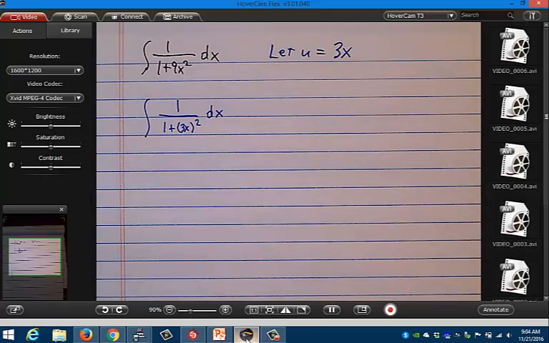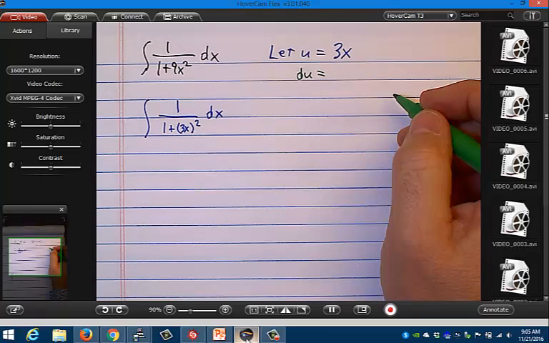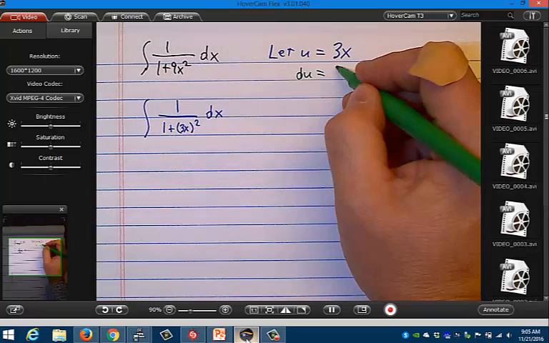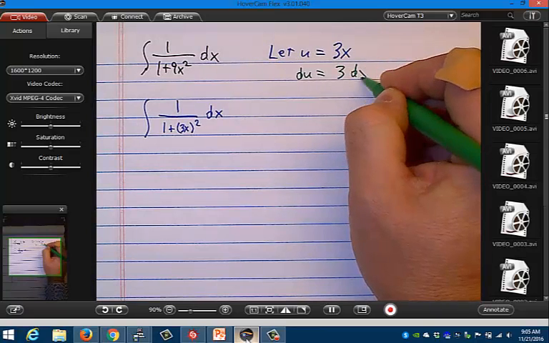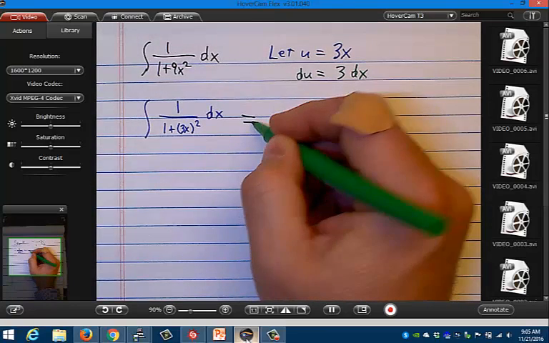So I write down u equals 3x, and then right away I need to compute what? du is equal to 3 times dx, right? Do I have a 3 dx? No, but I can get it, right?